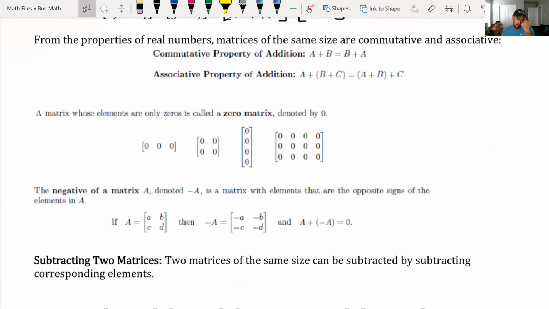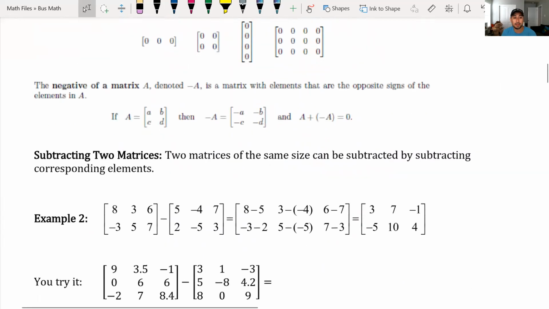So a matrix whose elements are only zeros is called a zero matrix. So you see, those are examples of zero matrices, where every element is a 0. All right. The negative of a matrix A, denoted by negative A, is a matrix with elements that are the opposite signs of the elements in A. So if matrix A is A, B, C, D, then negative matrix A is negative A, negative B, negative C, negative D. And matrix A plus negative A would equal 0.